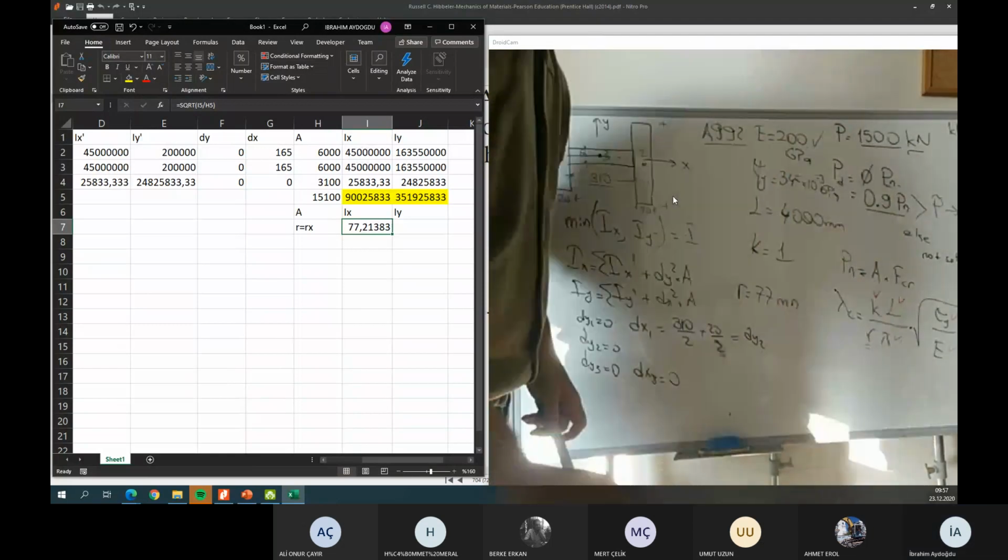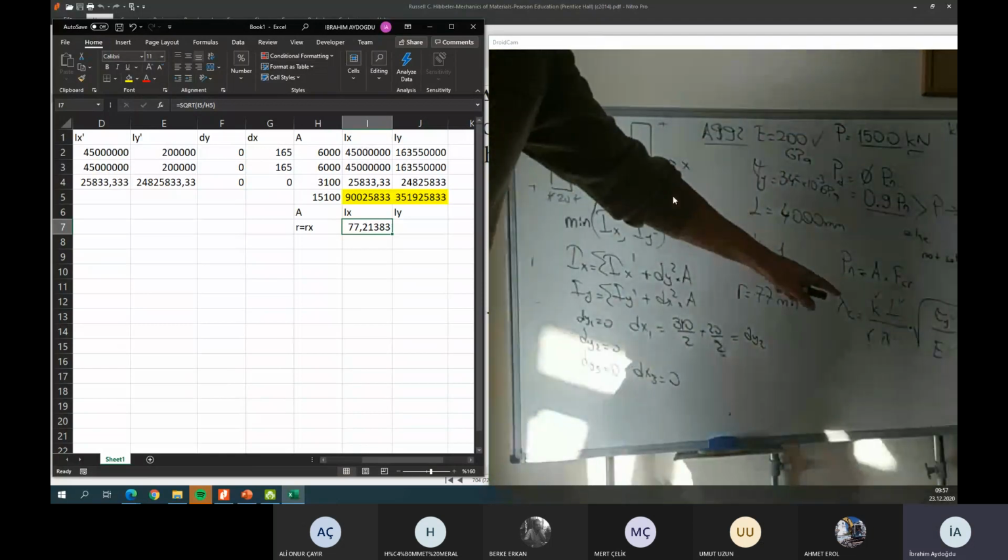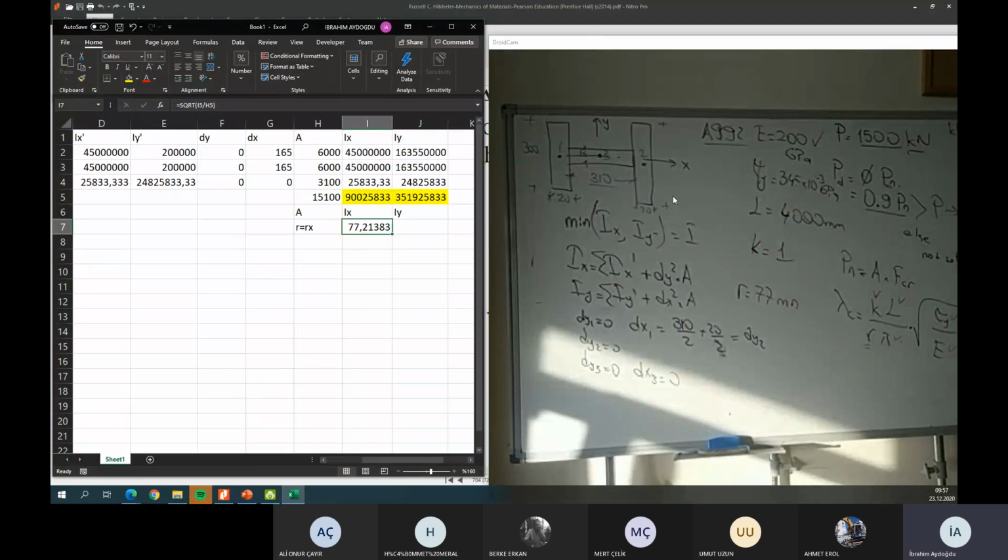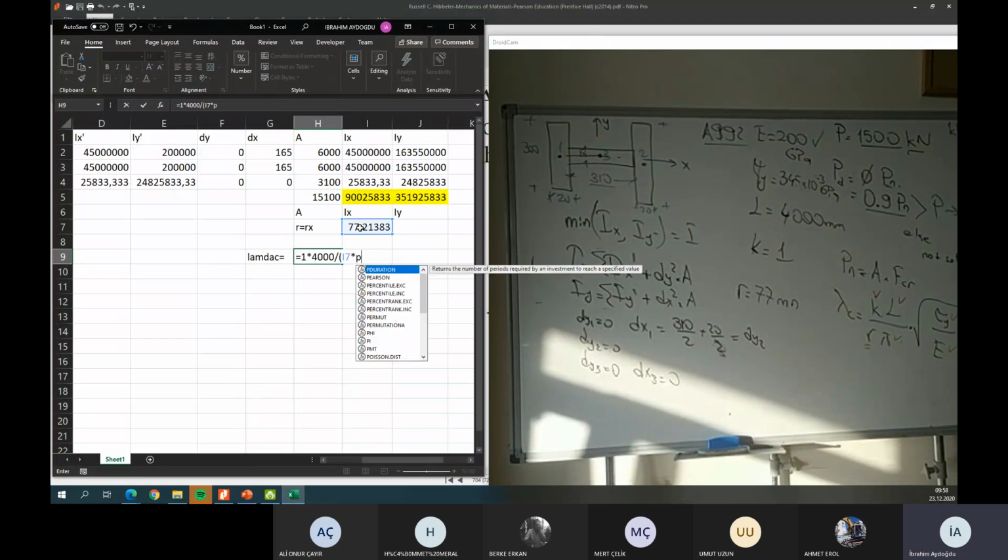Can I use the exam formula for computation? Lambda c is equal to, k is equal to 1 times L is equal to 4,000, divided by, I am using the parentheses, R is equal to this value, times pi is available in here, 3.51, I guess.